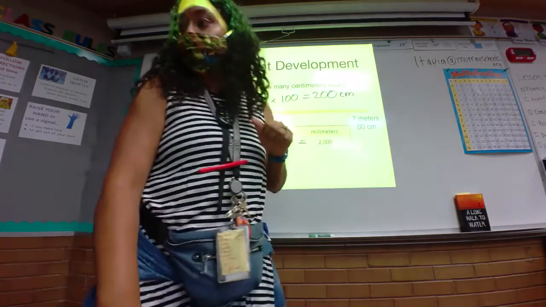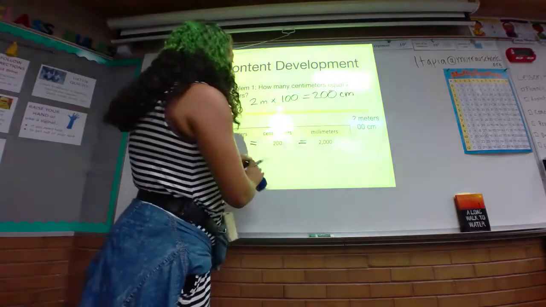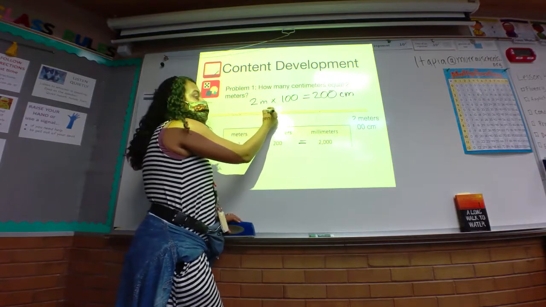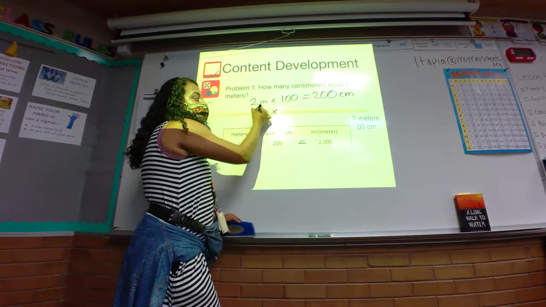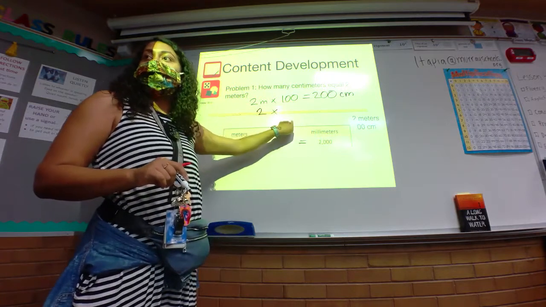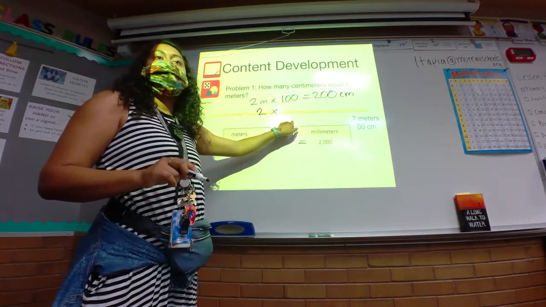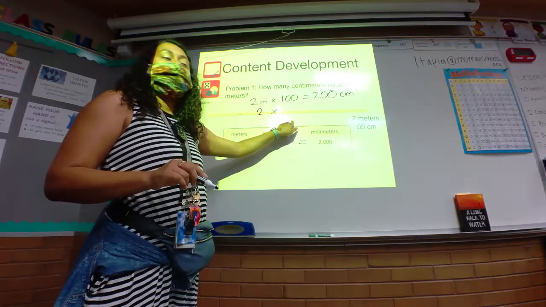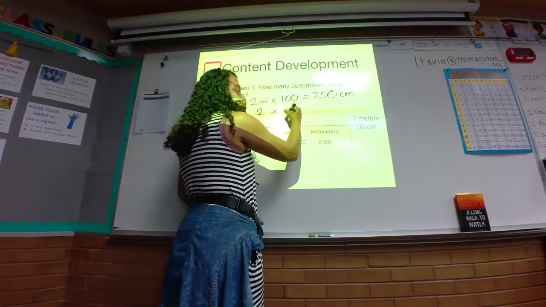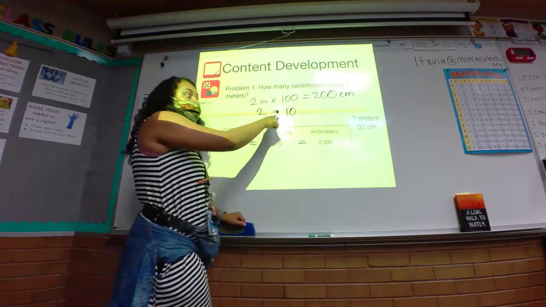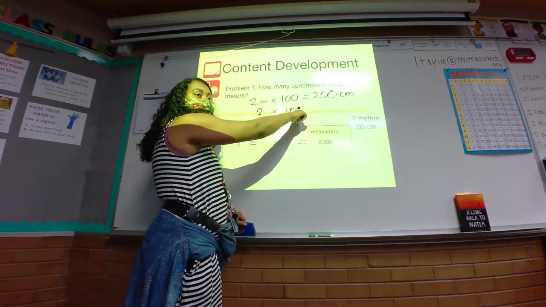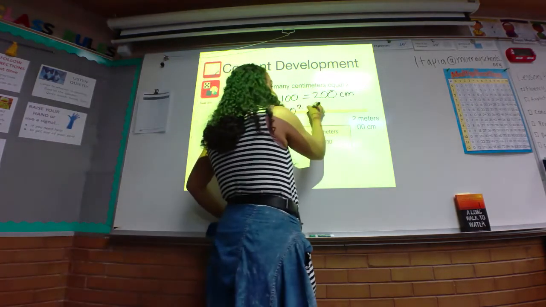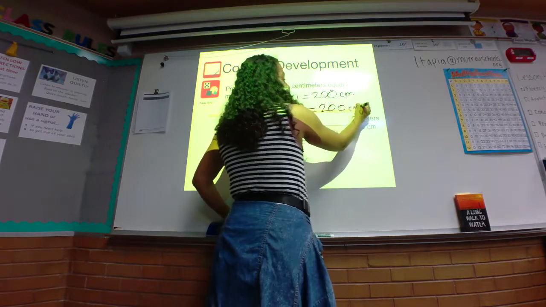All right, let's try another one. Ready? Now, let's rewrite this, but at powers of 10. So if we had 2 meters times, how can we write 100 as a power of 10? Lay down your markers. I'm not asking you to write anything. How can we write 100 as a power of 10? Ledger? 10 to the power of 2. These are the same equations, which equals 200 centimeters.